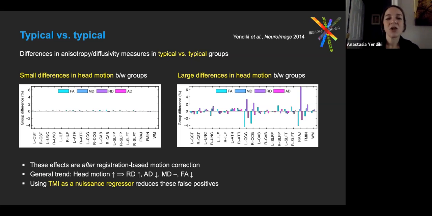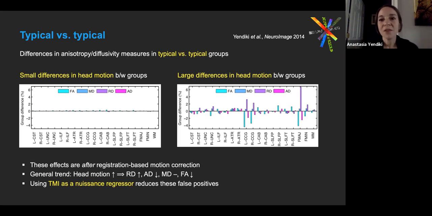These results are all after the typical registration-based motion correction is applied, where we realign all the volumes to the first one. So doing that did not fix this issue. The general trend, as I mentioned, was as the head motion went up, the radial diffusivity appeared higher and the axial diffusivity appeared lower. As a result, the mean diffusivity was not affected so much, but the fractional anisotropy went down with more head motion, at least in our data.